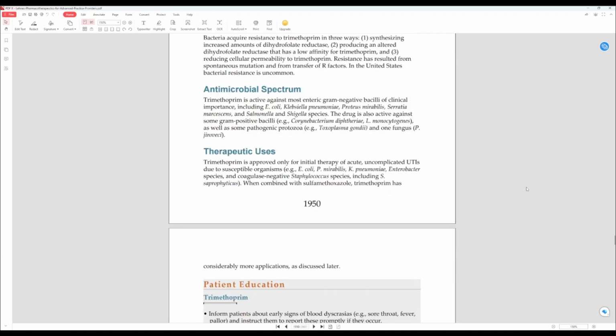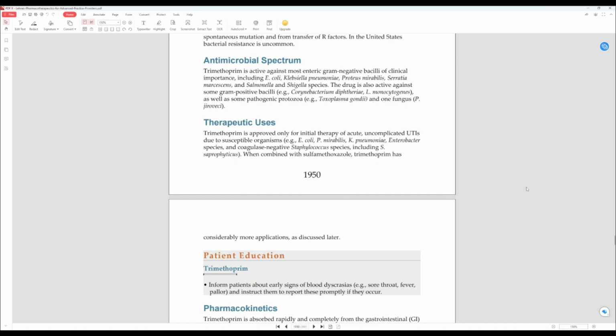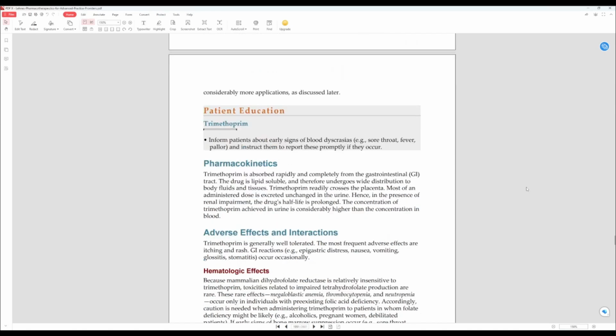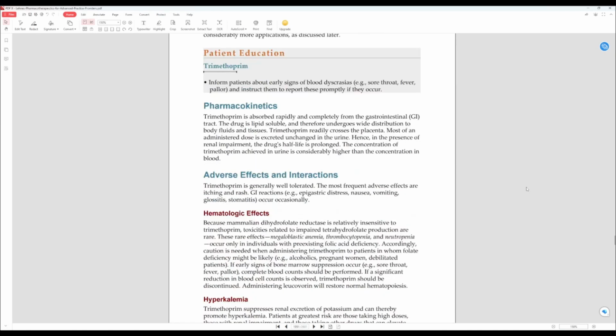Its antimicrobial spectrum, therefore. Trimethoprim is active against most enteric gram-negative bacilli of clinical importance, which includes E. coli, Klebsiella pneumoniae, Proteus mirabilis, Serratia marcescens, and Salmonella and Shigella species. The drug is also active against some gram-positive bacilli, as well as some pathogenic protozoa, including one fungus. So, its therapeutic use. Trimethoprim is approved only for the initial therapy of acute, uncomplicated UTIs due to susceptible organisms. When combined with sulfamethoxazole, trimethoprim has considerably more applications, which will be discussed later. So there is a section for patient education on trimethoprim. Make sure you inform patients about early signs of blood dyscrasias.